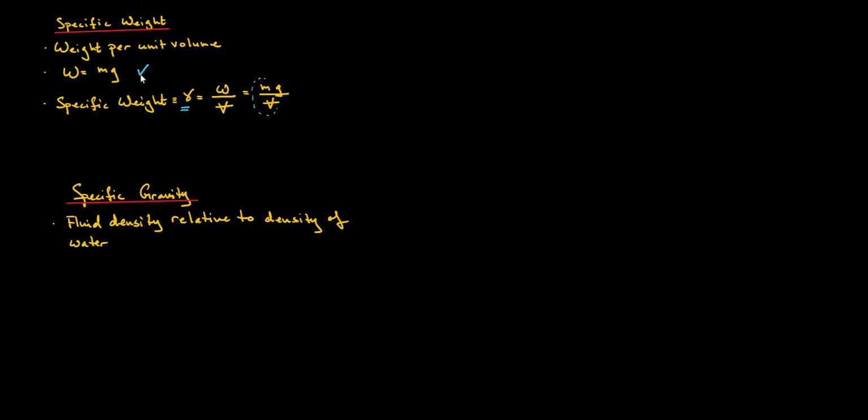We note that m divided by v is just the density. So the specific weight is given by the density multiplied by the gravitational acceleration.